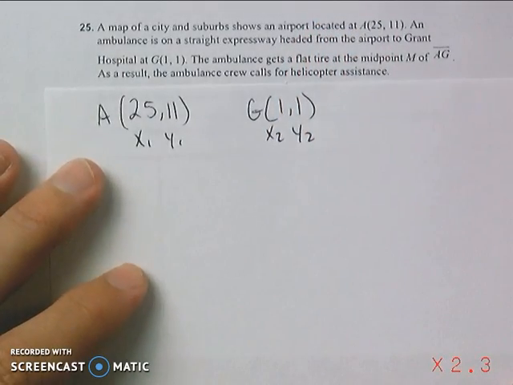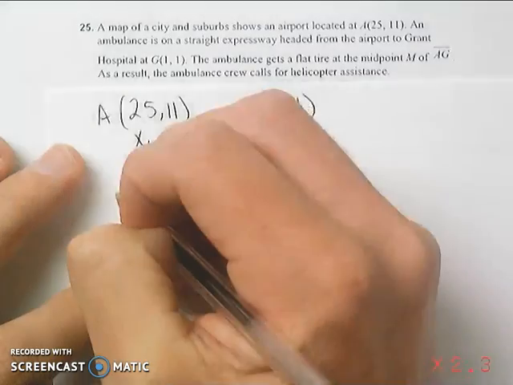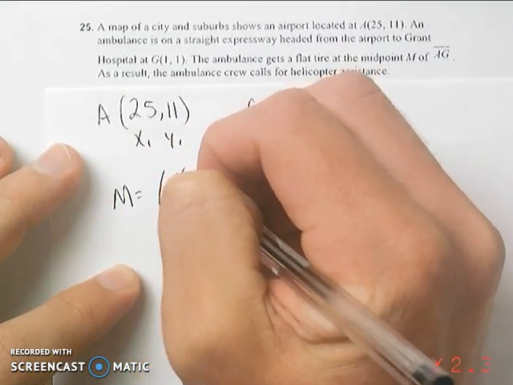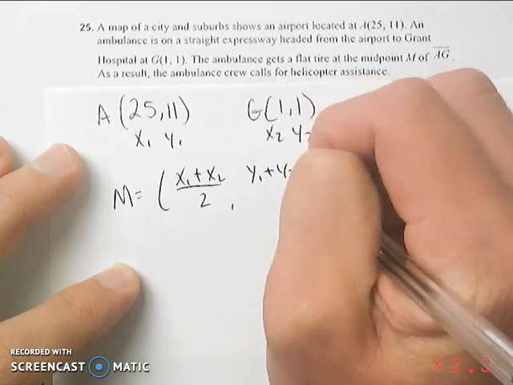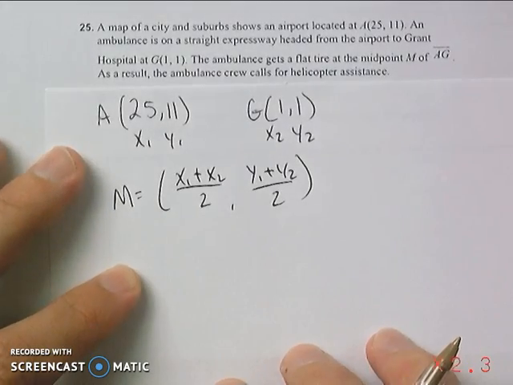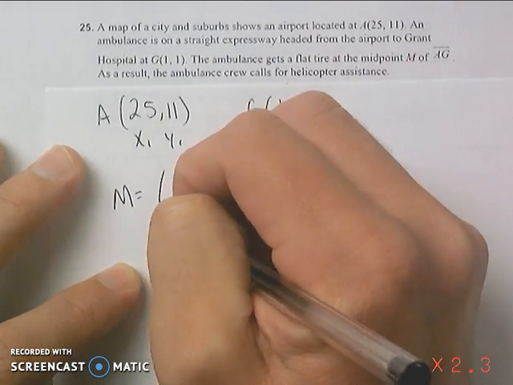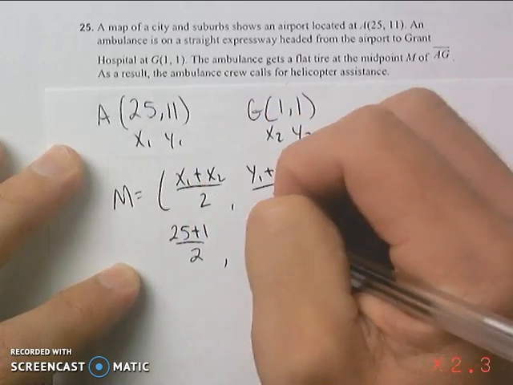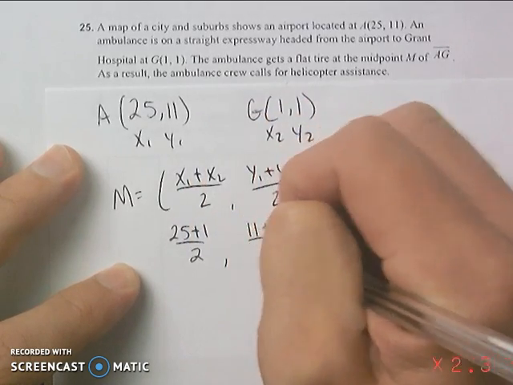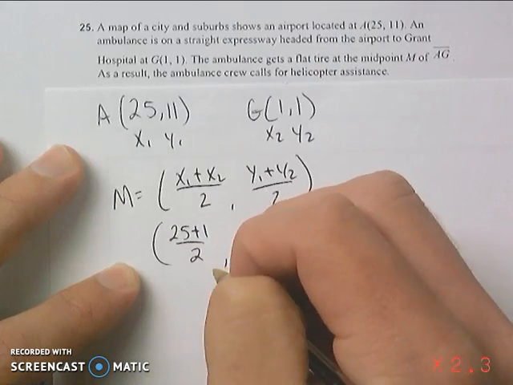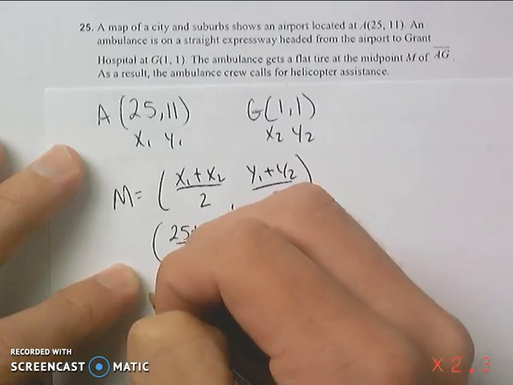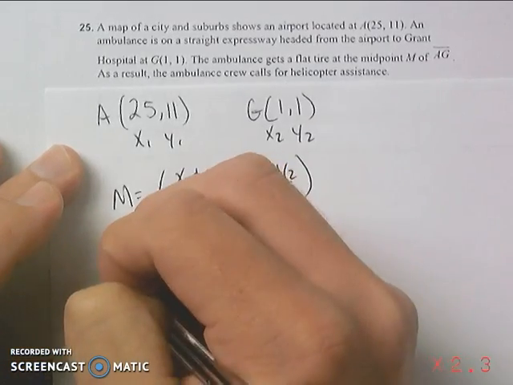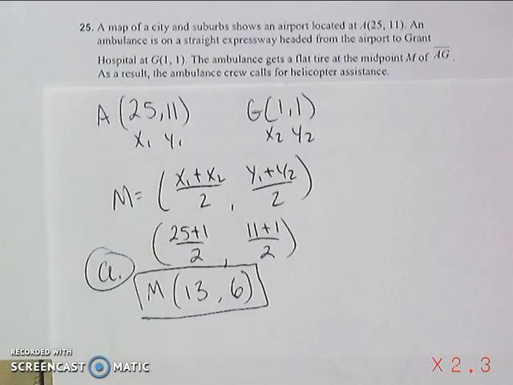And now we're going to go ahead and jump right into the formula. Midpoint, because that's where it is. It's somewhere in the middle between these two, and we want to know where it is. Okay. So go ahead and plug them in. We get 25 plus 1 divided by 2. This is going to be 26 divided by 2, or 13. And this is going to be 12 divided by 2, or 6. So that's part A. We found our midpoint by finding the midpoint of these two.